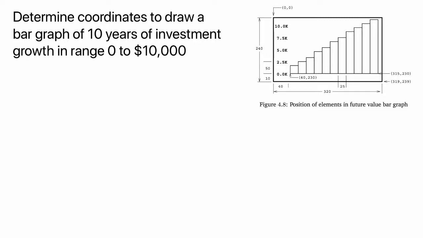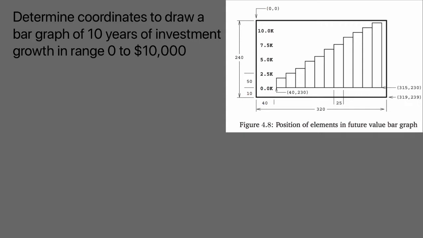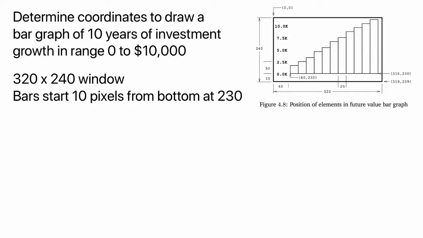In this example, we'll look at how to calculate coordinates to draw a bar graph showing the growth of an investment over 10 years in which the values are no more than $10,000. The figure here from the textbook shows the layout of the window, and we will look at how to calculate the values it shows. The window will be 320 by 240 pixels, and the bars will start 10 pixels from the bottom. So $0 will be at y equals 230.